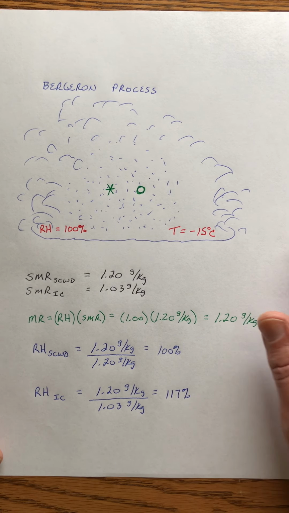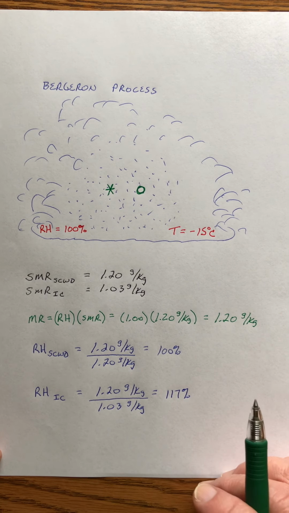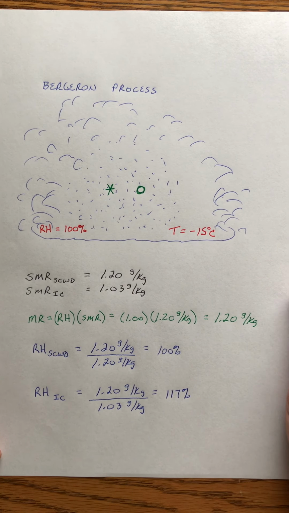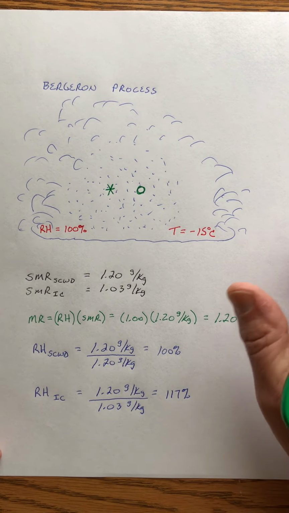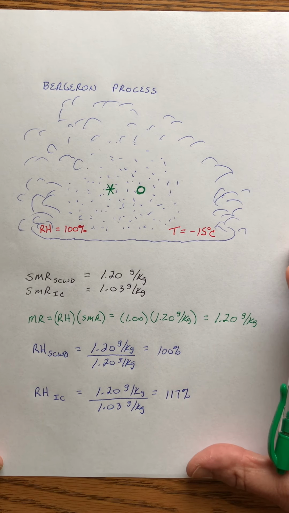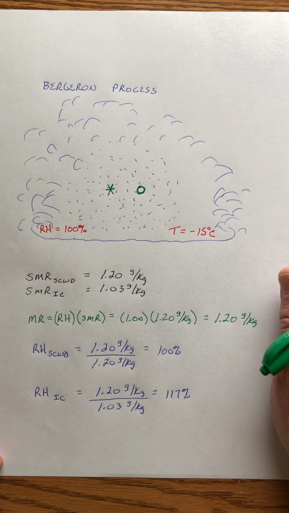Okay, and so for the Bergeron process to take place, we have to have a cloud that is below minus 9 degrees C. And so the Bergeron process only takes place in cold clouds, which means that it's most important in the mid-latitudes and high latitudes of the world.